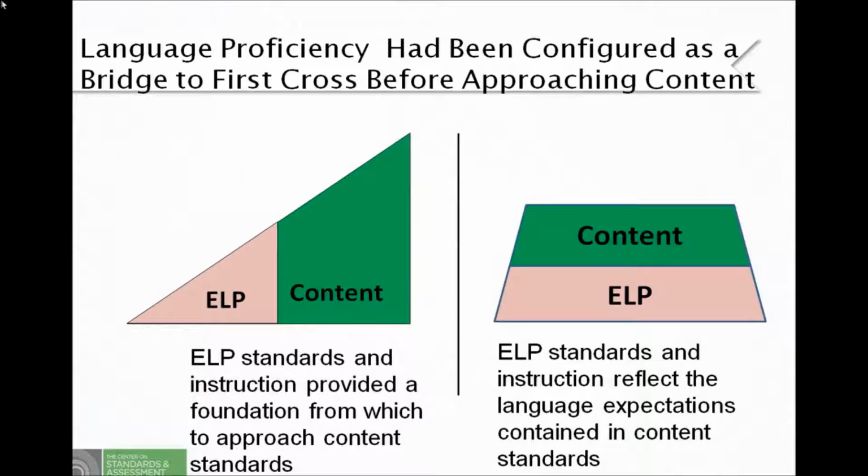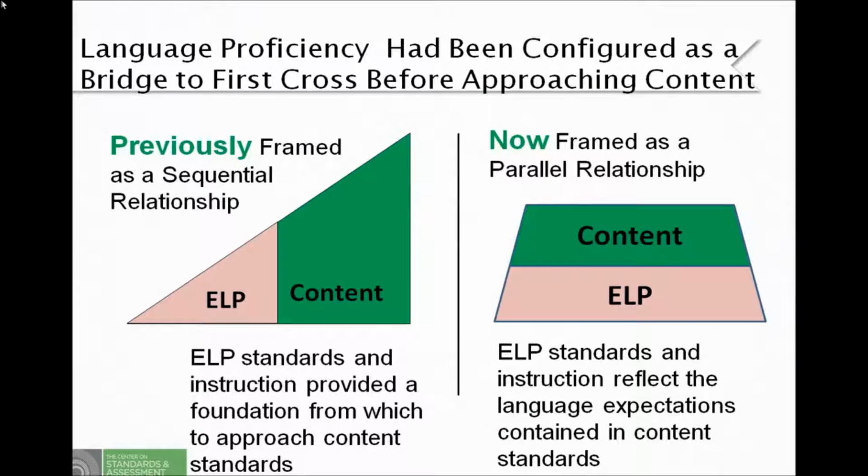This is tied with one of the new shifts that we're seeing. Previously, ELP standards and instruction provided the foundation from which we would approach the instruction. So you would first learn English language proficiency, and then move on to content instruction. But now we're looking at a fundamental shift, and language and content are being framed in parallel. Learning the language of the content is part and parcel of learning the content. And in some ways it's an issue of equity. If kids are being pulled from the classroom or missing out on the content, then they're falling further and further behind.